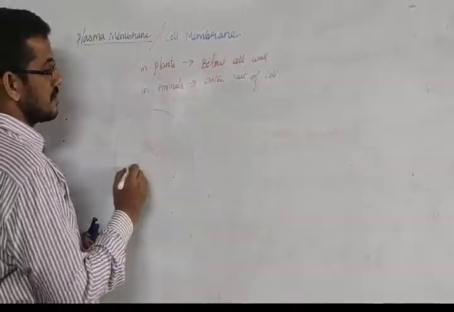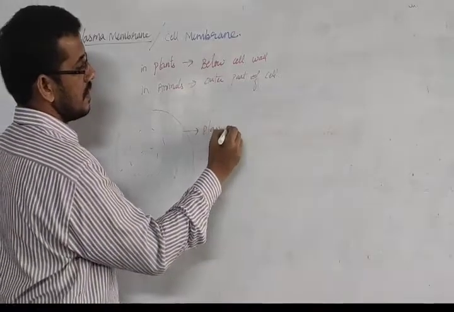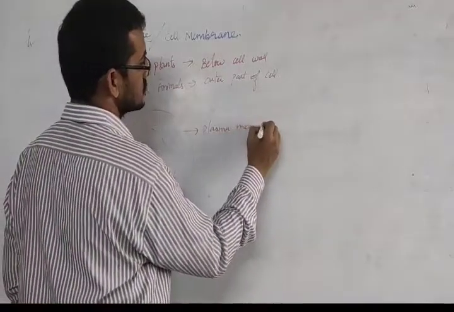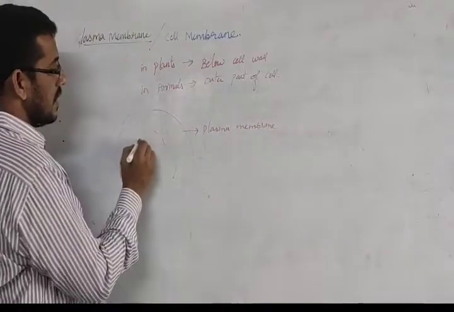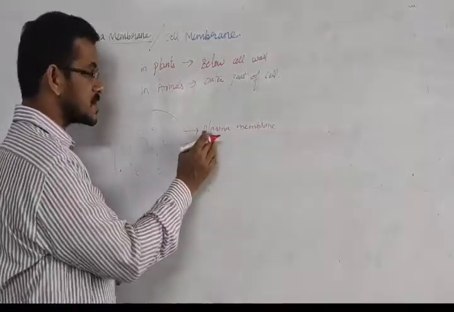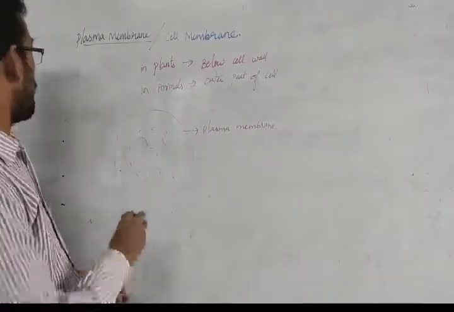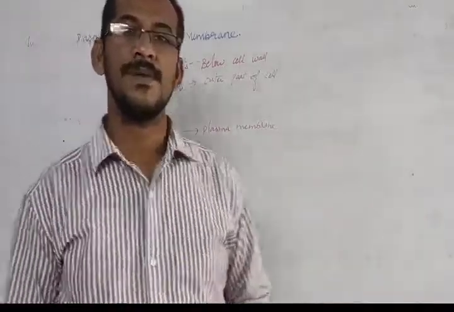This is the cell. Inside the cell, cytoplasm is present. This is the plasma membrane. Understood, children? And the nucleus is present, and many cell organelles are present. So it is going to protect these. Got it? Next. Why is the plasma membrane called a selectively permeable membrane?